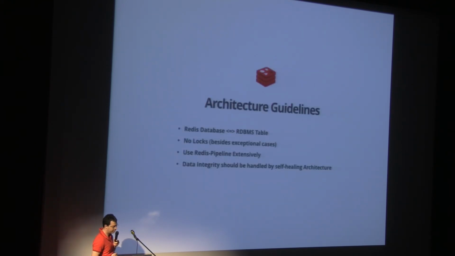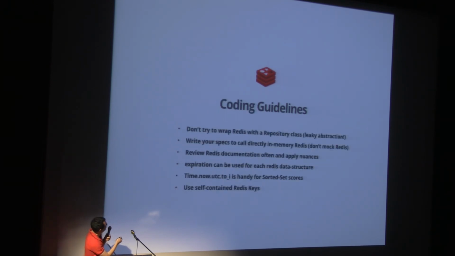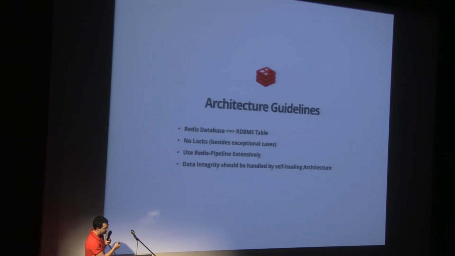Here are some architecture guidelines I can give you. If you go for Redis for everything, unless you're a bank, try to use a Redis database for each time you would use a relational database. Try to avoid locks, as much as you can, besides some exceptional cases, like having a distributed lock. Redis pipeline is your best friend. And all data integrity issues are handled by a self-healing architecture. Think about it, you have background agents all the time looking for problems and fixing them.